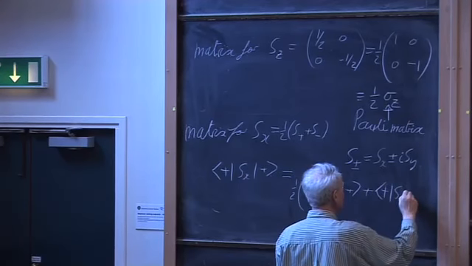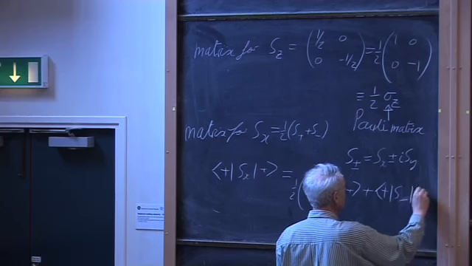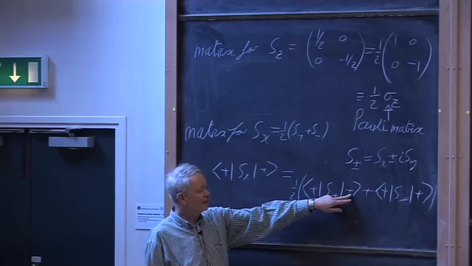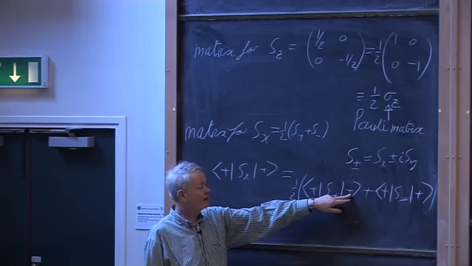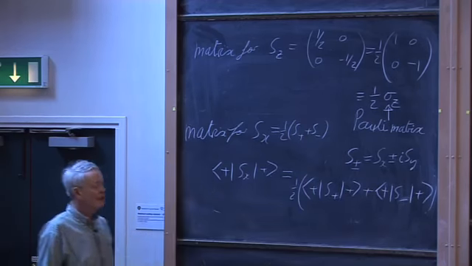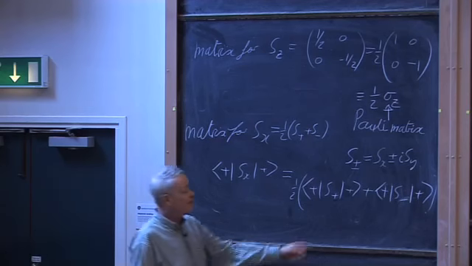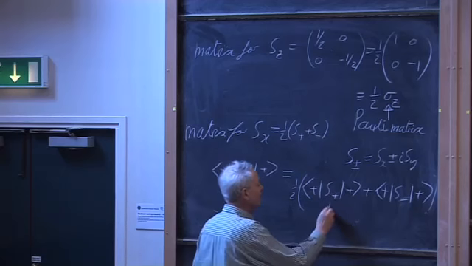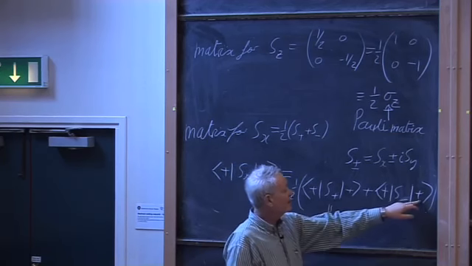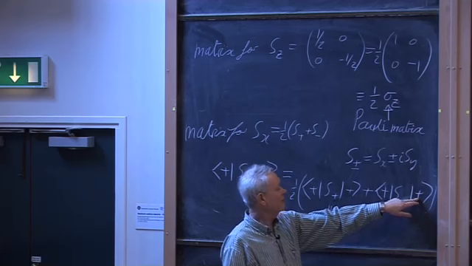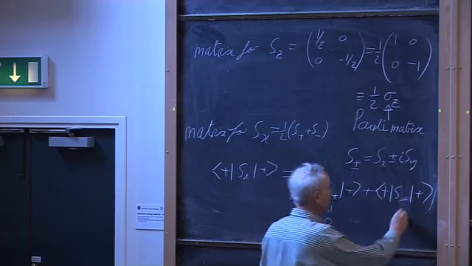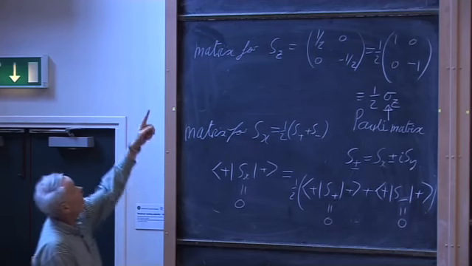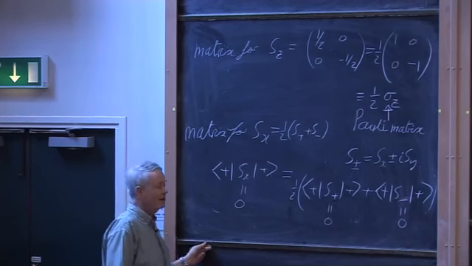S plus tries to raise this to an even larger value. This is plus a half. It'll try and raise it to plus 3 halves, but no such value is allowed because the total spin is only a half, so it kills it in the process. So therefore, this one is 0. S minus successfully lowers this to minus, but minus is orthogonal to plus, so this is 0. So this element here is 0, and that's the top left corner of the matrix for Sx is 0.